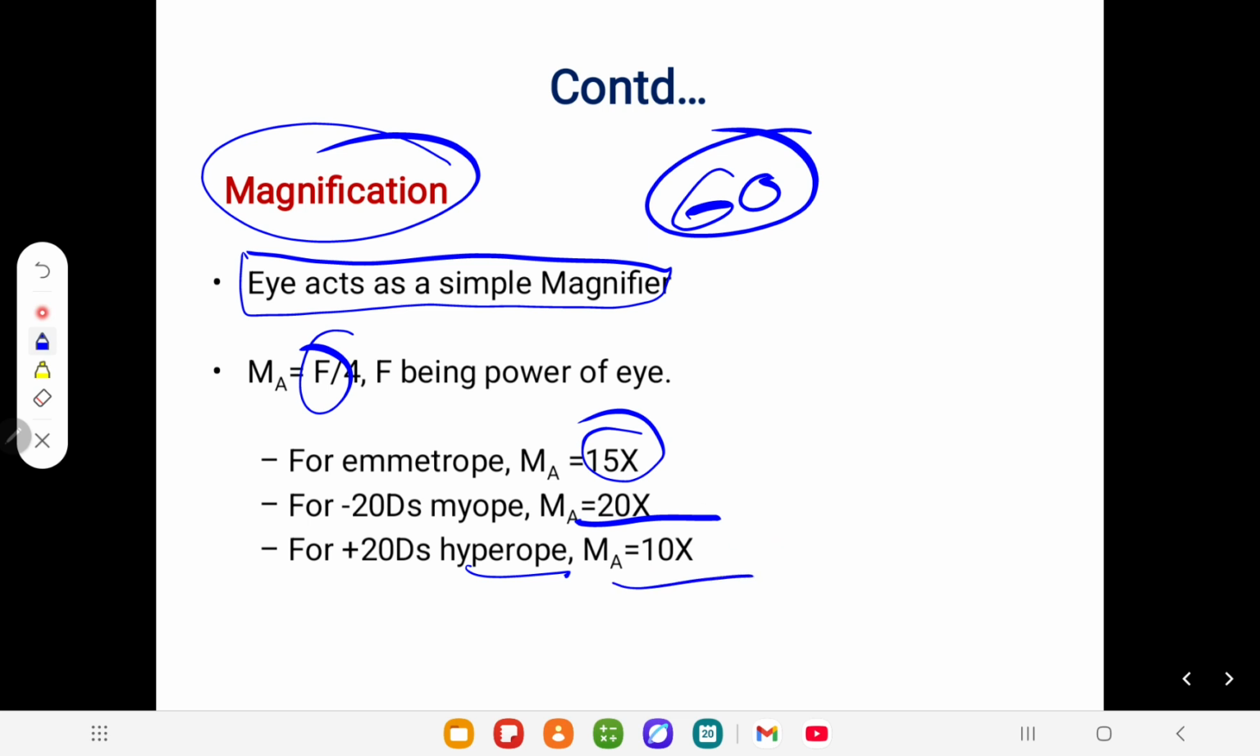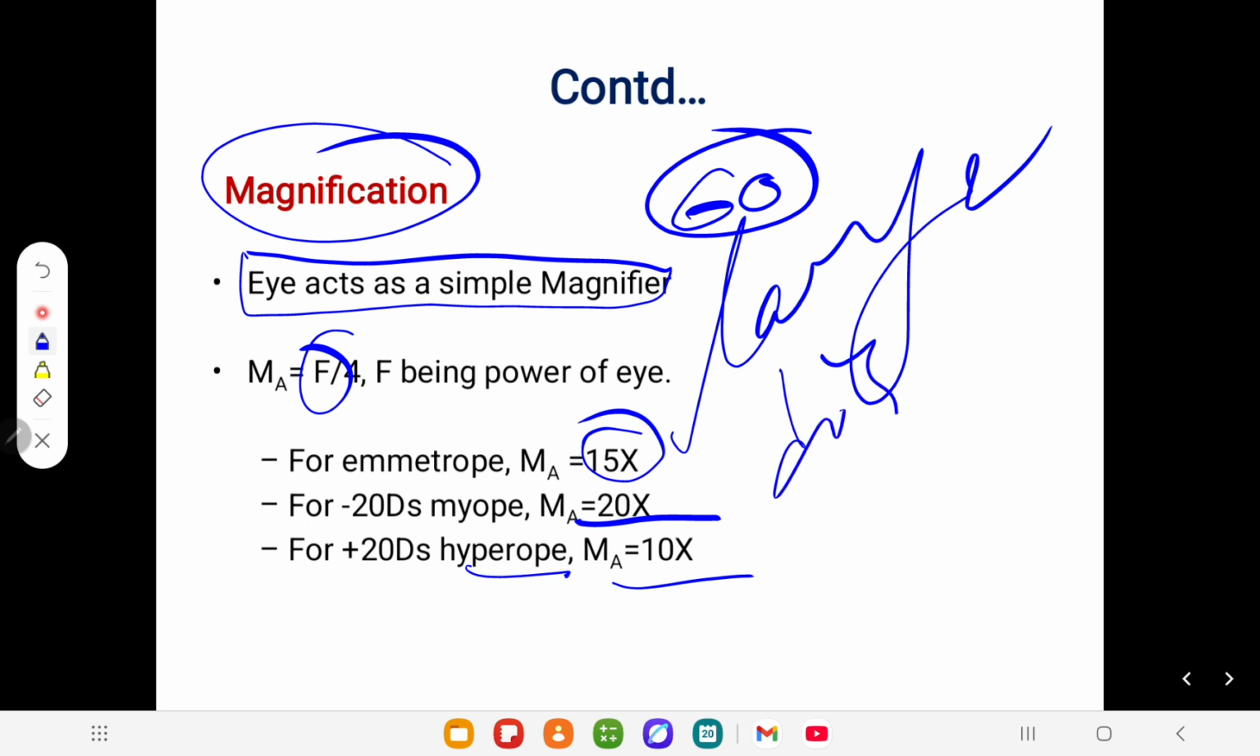That's why in case of hyperopia, we see crowding. Sometimes we feel it's like edema, but it's actually not, because of the crowding of the structures due to the minification. And in case of myopia, we see a large disc, isn't it? Because of the magnification. So that matters. Magnification is always asked in the viva. Just tell your faculty that the eye acts as a simple magnifier.